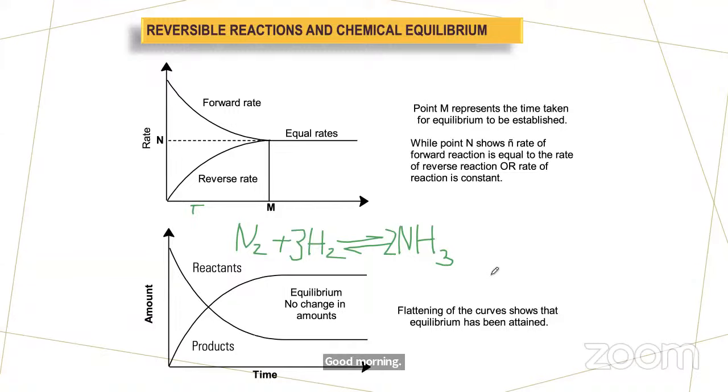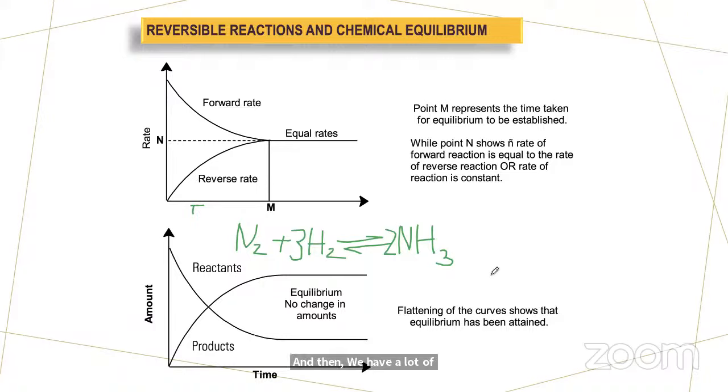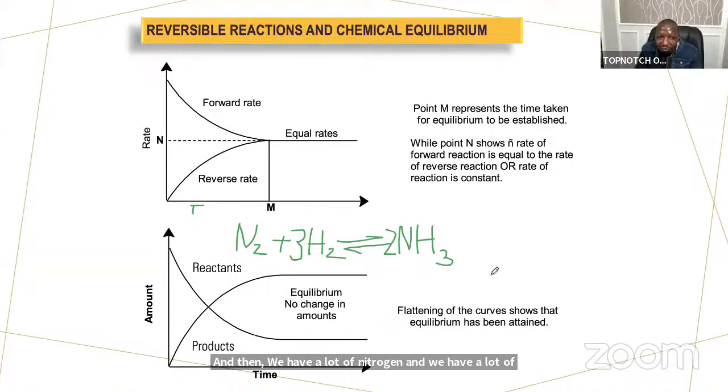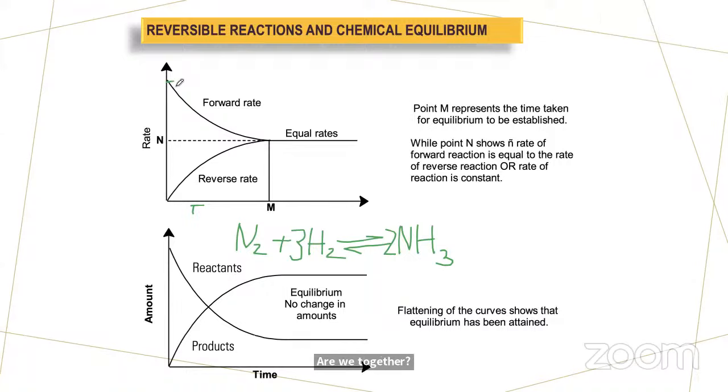Correct. At the start, we have a lot of nitrogen and we have a lot of hydrogen. So the forward reaction is very fast. Now it goes very high here. When we talk about this one shown here, the rate is very high. Are we together?